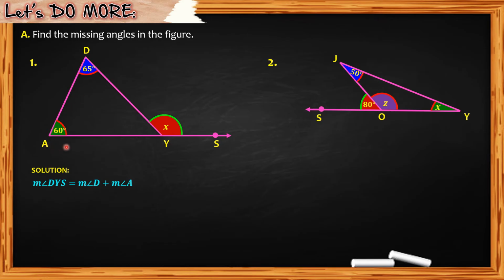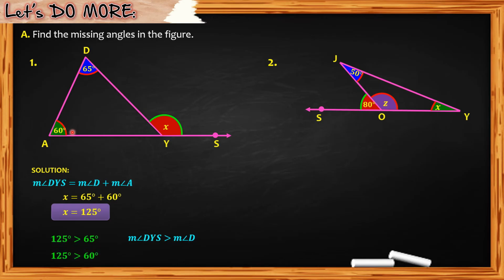Then, using substitution, the measure of angle DYS is x, or the unknown, equals the measure of angle D, which is 65 degrees, and the measure of angle A, which is 60 degrees. Then simplify, the value of x is 125 degrees. And that is your exterior angle. Now, using the exterior angle inequality theorem, we can say that 125 degrees is greater than 65 degrees. So therefore, the measure of angle DYS is greater than the measure of angle D. And 125 degrees is greater than 60 degrees. Therefore, the measure of angle DYS is greater than the measure of angle A.